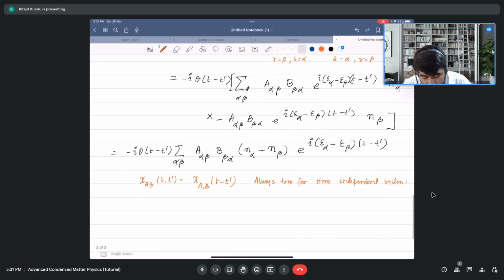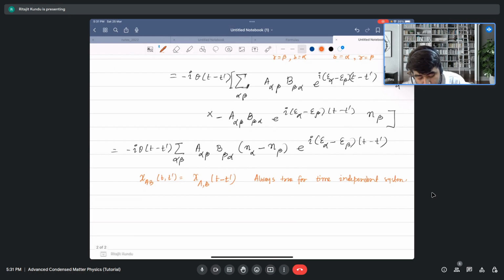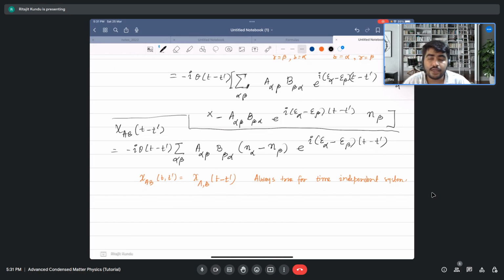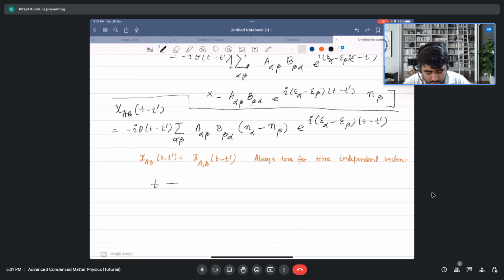Now this is the full information of how the chi looks in terms of these times, so let me write it as a function of t minus t prime. But sometimes it is very useful to go into frequency space by performing a Fourier transformation. The Fourier variable of t is omega.